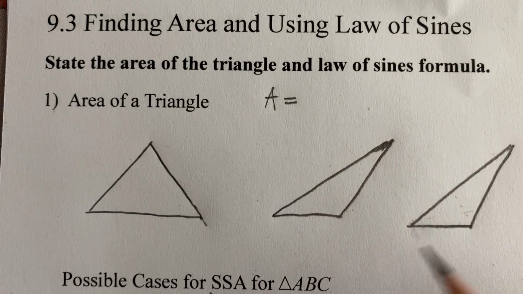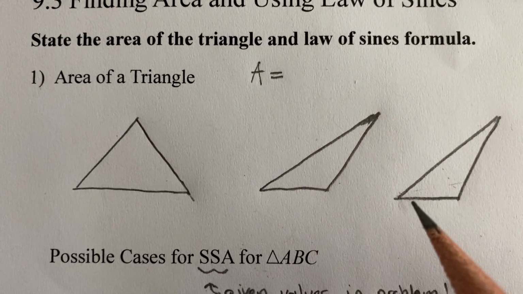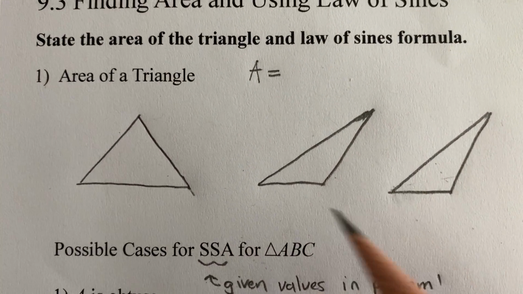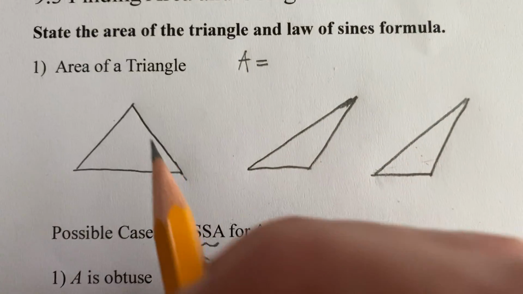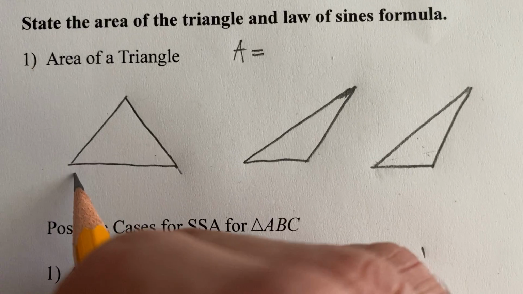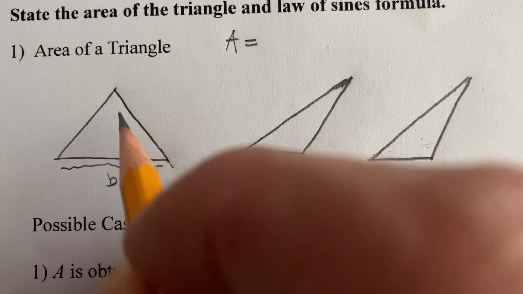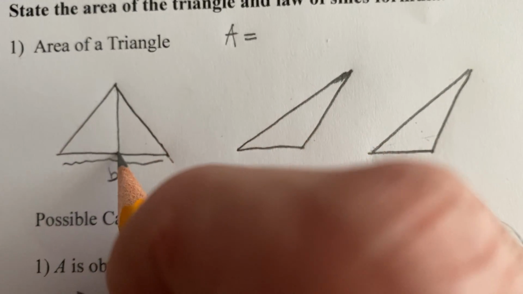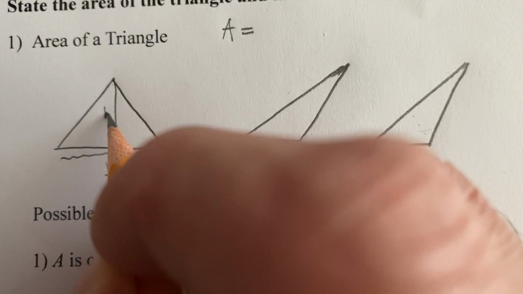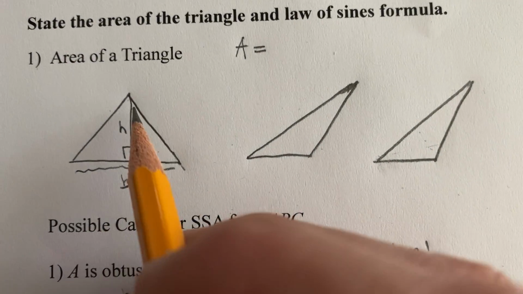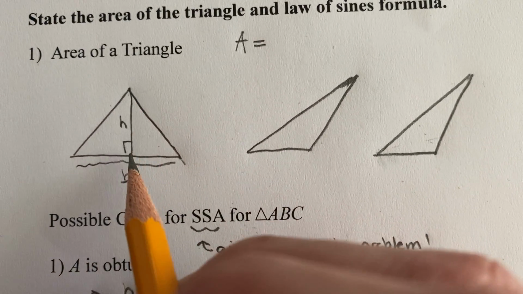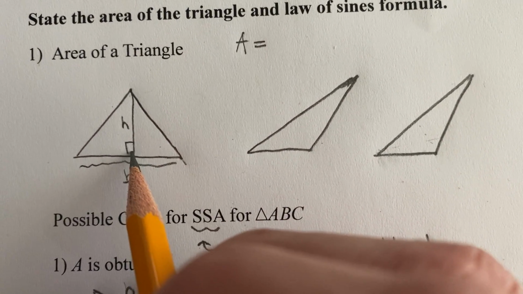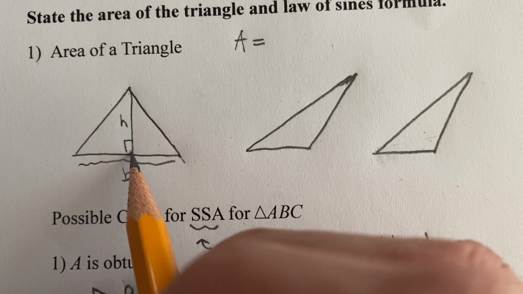And the reason for it being 1/2 base times height is because the area of a rectangle is base times height, and so a triangle is exactly 1/2 the area of a rectangle. All right, so there's nothing really fancy over here, right? This is the base. If I call that the base, the height is something I want to point out, okay? The height is always the distance from a vertex to the opposite side, but it's the perpendicular distance from the vertex to the opposite side.